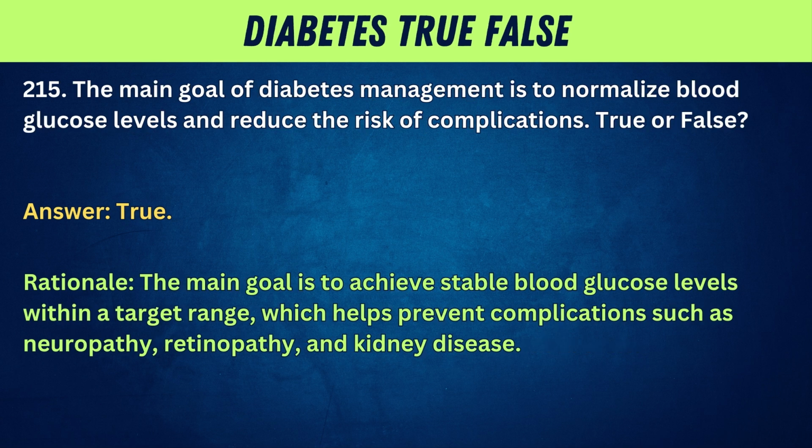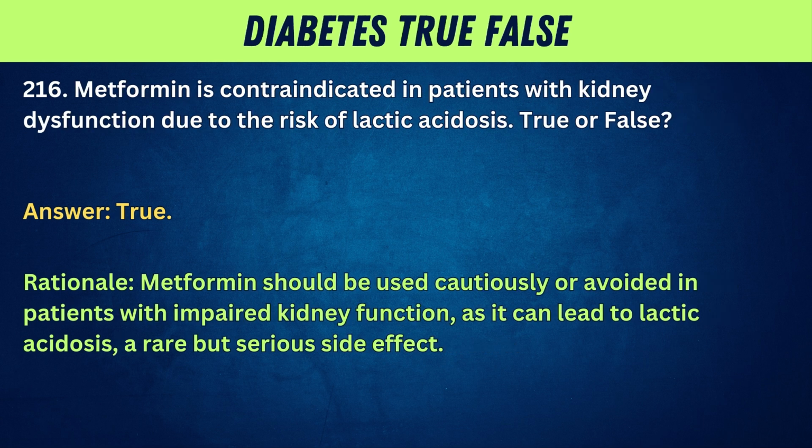215. The main goal of diabetes management is to normalize blood glucose levels and reduce the risk of complications. True or false? Answer: true. Rationale: the main goal is to achieve stable blood glucose levels within a target range, which helps prevent complications such as neuropathy, retinopathy, and kidney disease.